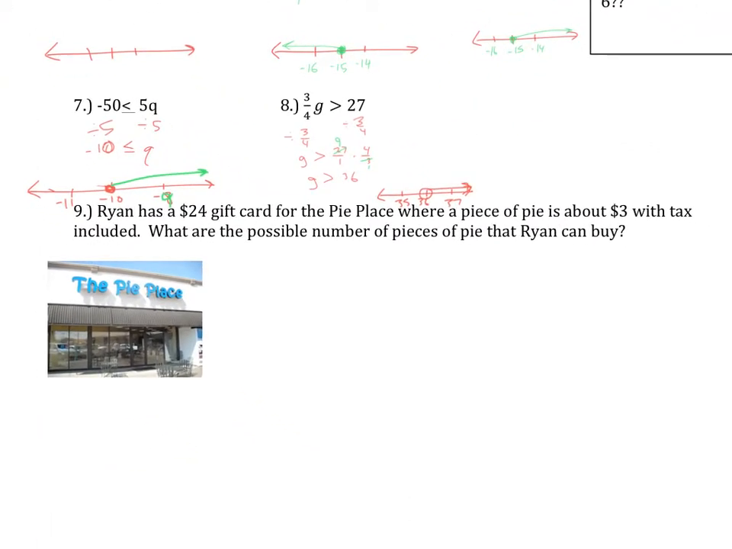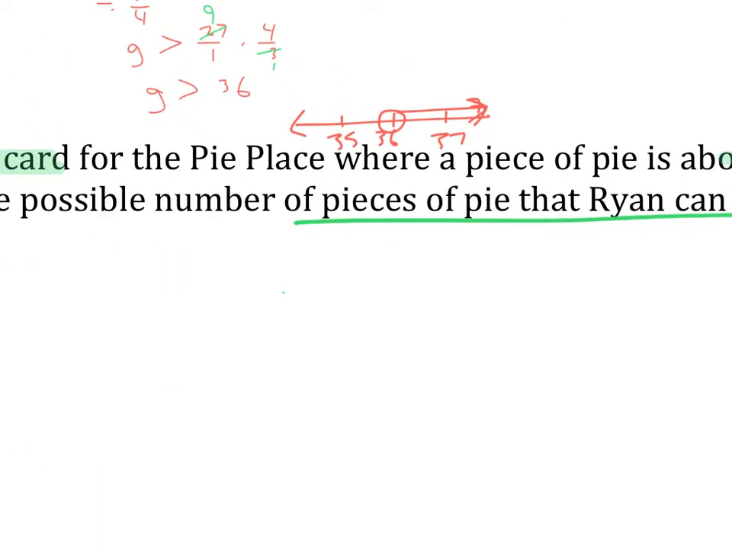Okay, taking a look then at number 9. Ryan has a $24 gift card. So think about what that means. That means he has $24 that he can spend, and a pie is $3, so that's $3 each. What are the possible number of pieces of pie that he can buy? That's our unknown. So we're going to say P represents number of pieces.